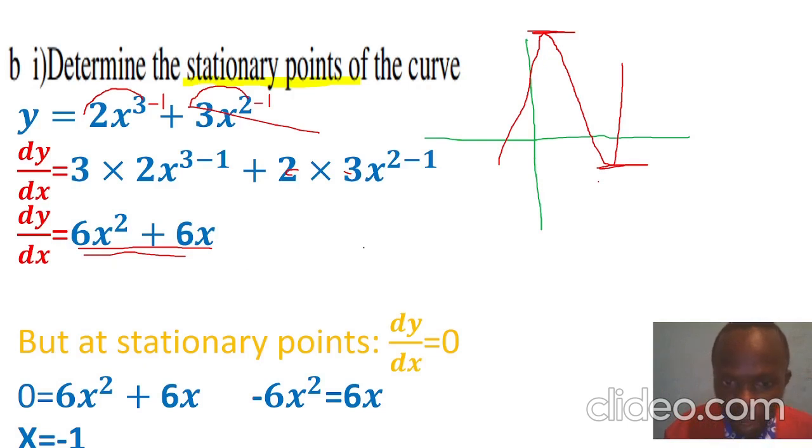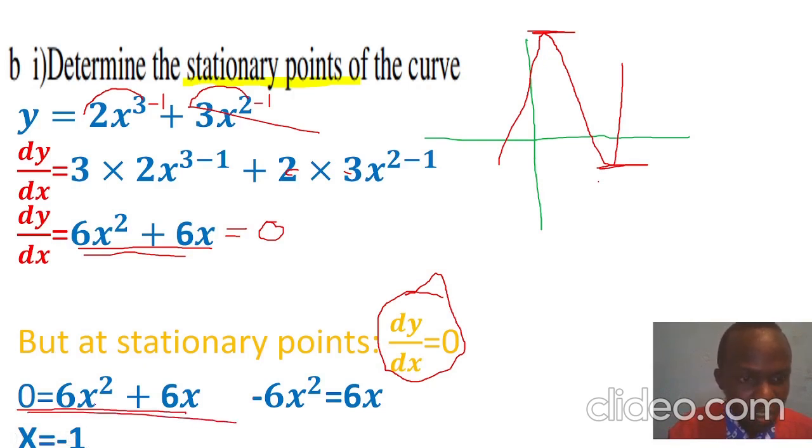But remember what I've just said, the gradient function at a point called a stationary point is equal to 0. So we are going to equate this with 0, like we can see here. Can you see that equation there? So 0 is equal to 6x squared.